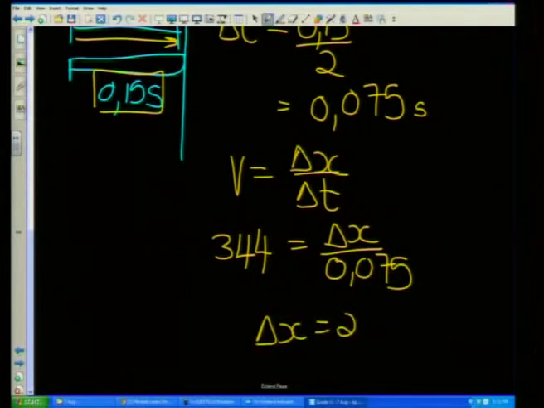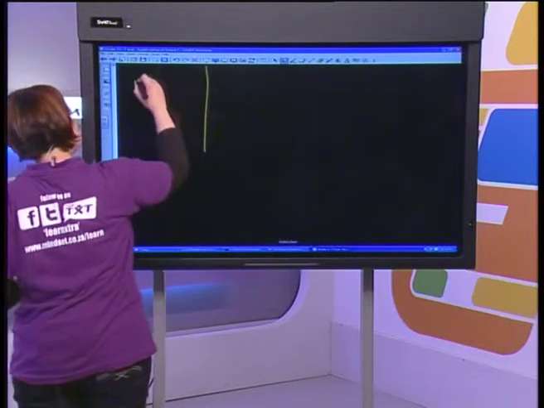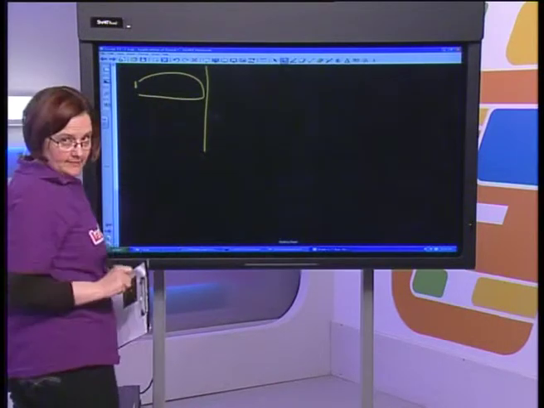And we get 25.8 meters. But I said to you there's another way we could do this. And I'm hoping some of you are thinking about this. Camera, object, goes there, comes back.